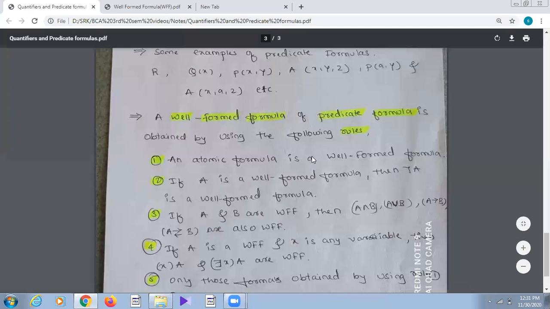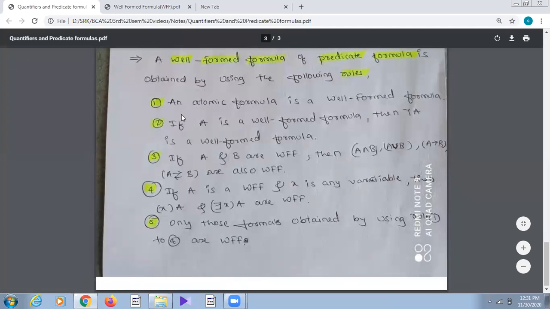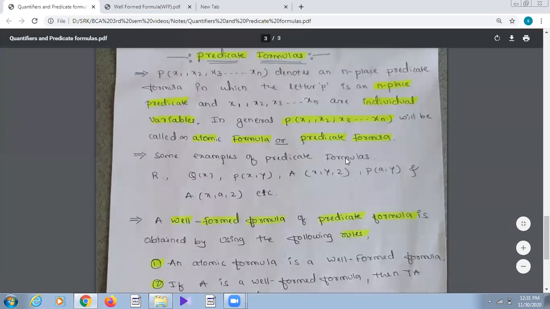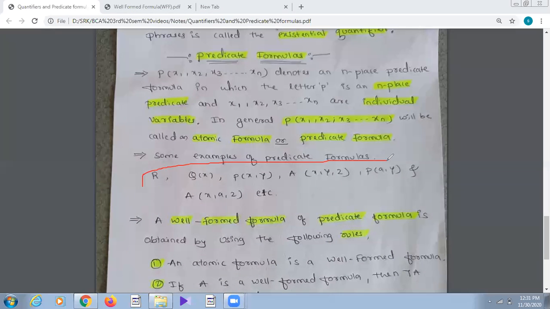See here what the rules are. The first rule is that an atomic formula is a well-formed formula. So these, which are the atomic formulas, are all well-formed formulas, because they are all valid in the predicate formula. Single, two individual, three individual names, these are all well-formed formulas in the predicate formula.